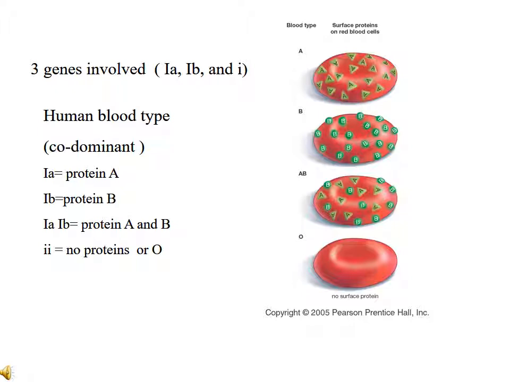There are three genes involved in the protein production in blood. IA gene controls the production of A protein, IB gene controls the production of B protein, and when both IA and IB genes are present, both proteins are produced. So therefore, A does not dominate B, and B does not dominate A. And finally, when two little i's come up, there's no protein produced. So as you can see, especially when we look at the example of blood type AB, we have the concept of codominance, which was not envisioned during Mendelian work.